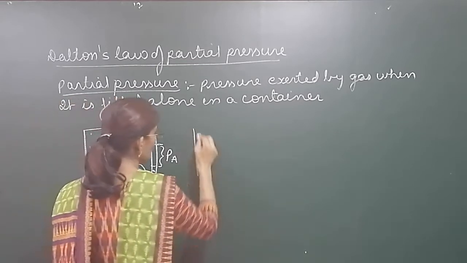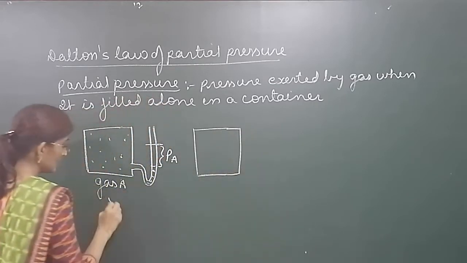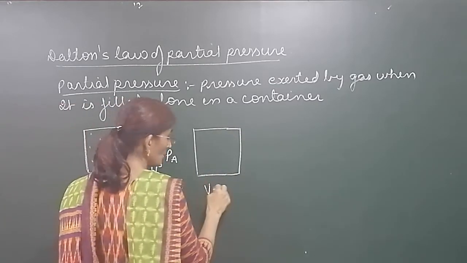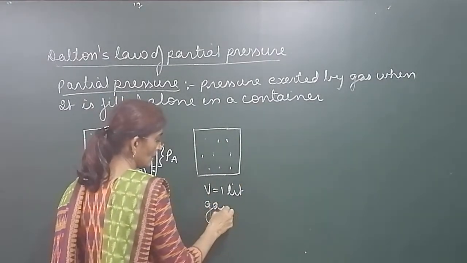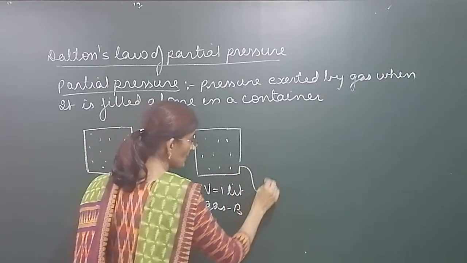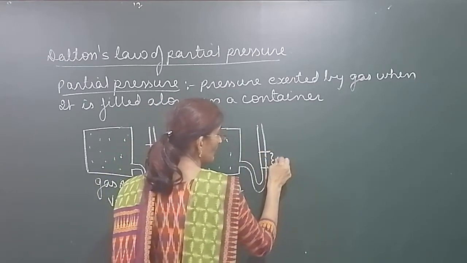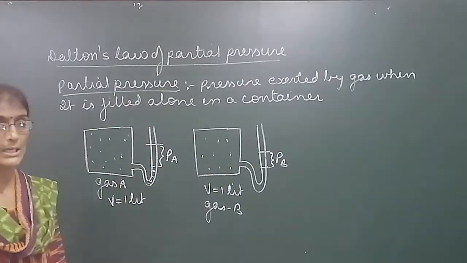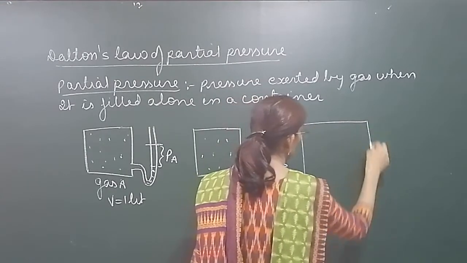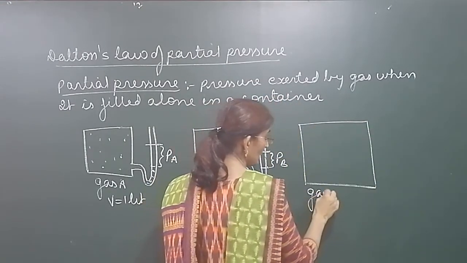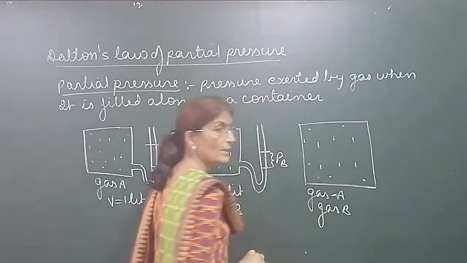Now in the second container of the same volume as the first one, suppose this is 1 liter. This volume is also 1 liter. In this, gas B is filled, of known mass, and its pressure is also measured by a manometer. Let the mercury level rise this much. The partial pressure of gas B is PB. Now what we have to do? We have to mix both the gases in a container. Gas A plus gas B, same mass, in a 2 liter container. What will we observe?